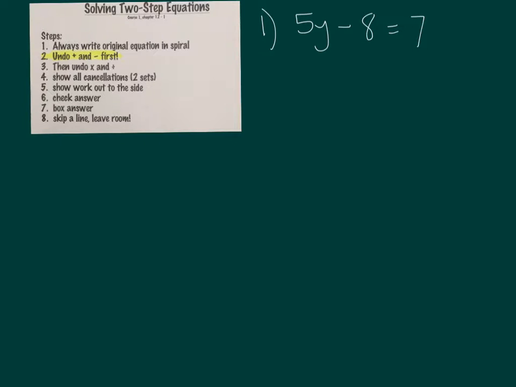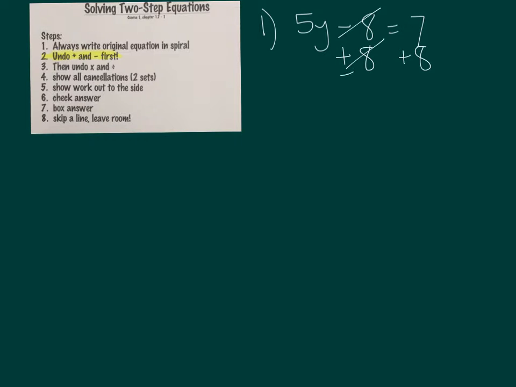This video is to teach solving two-step equations. I have highlighted and put all of our two-step equation rules over here on the left, making sure that we follow all of those as we work. We always undo addition and subtraction first after we have written the original equation. Therefore, I will need to add 8 to both sides of my equation.